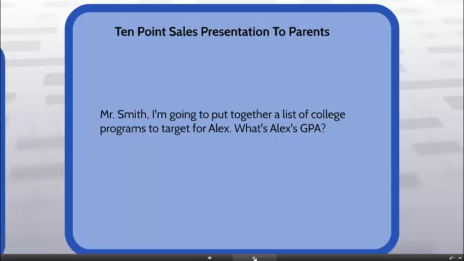So again, I've explained what I'm going to do for them, because keep in mind, the parents of student athletes, they don't know how it works, how Woods Recruiting works, and what we're going to do for them. So explain it to them, and then follow that up with a question. This is your presentation. It's specific on what you should say, how you should say it, and the questions you should ask.